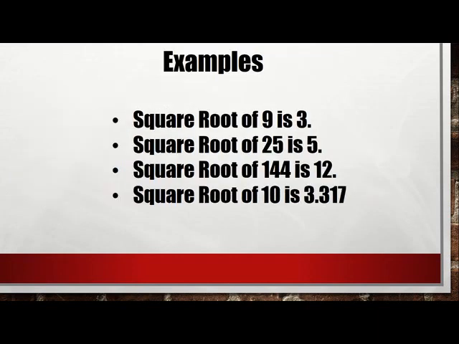Okay, so here are a few examples of square root. You can see the first example over there, square root of 9 is 3. In the next example, square root of 25 is 5. In the third example, square root of 144 is 12. Look at the fourth example, square root of 10 is 3.317. Now this is quite complicated. I believe you will slowly learn in mathematics how to find the square root of a number with a decimal point.